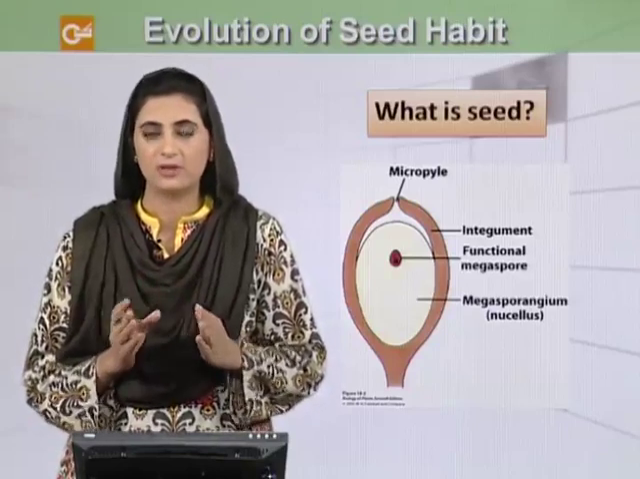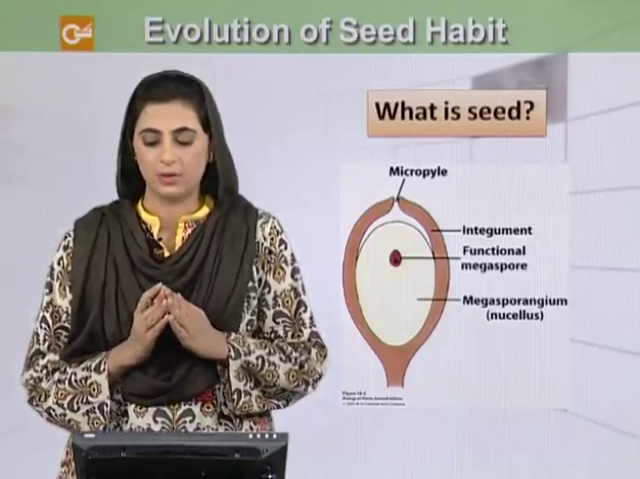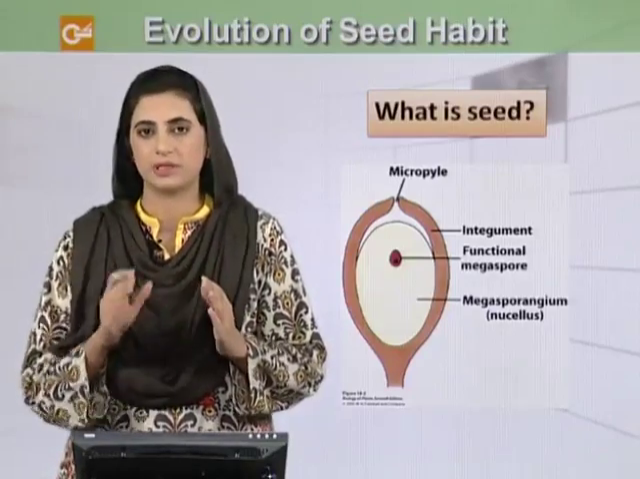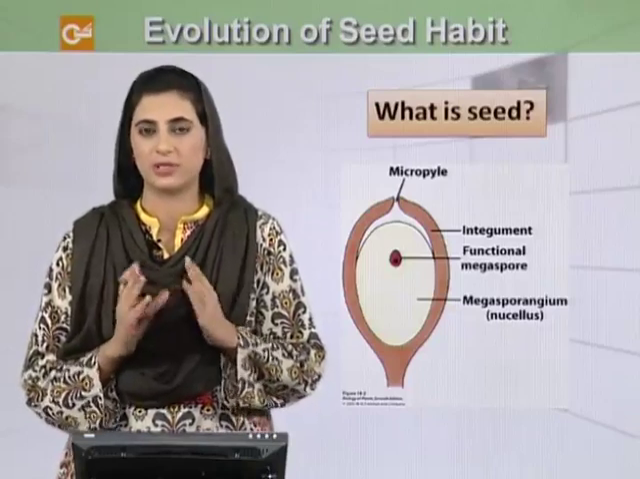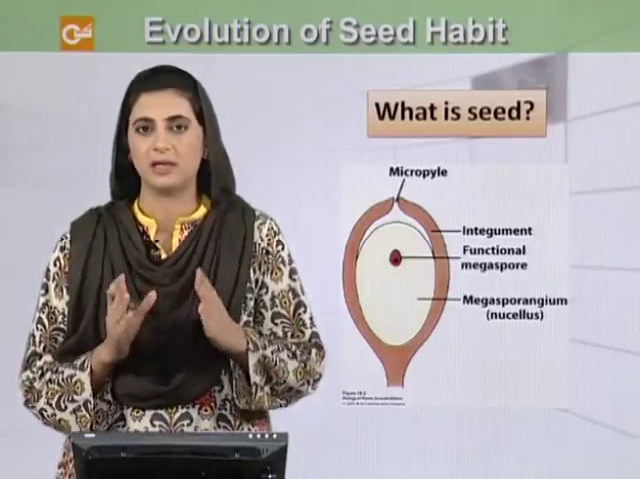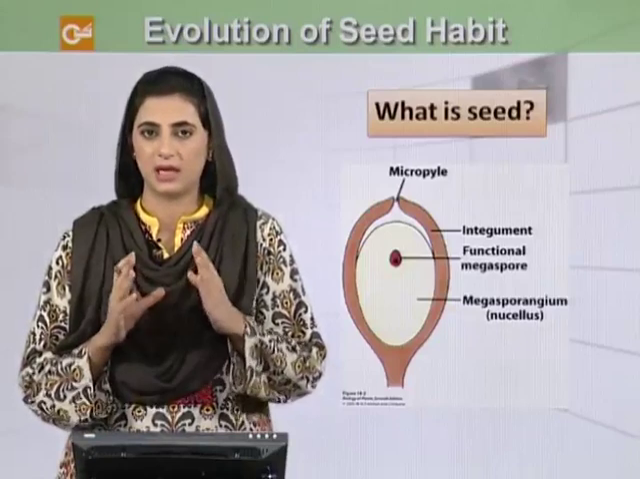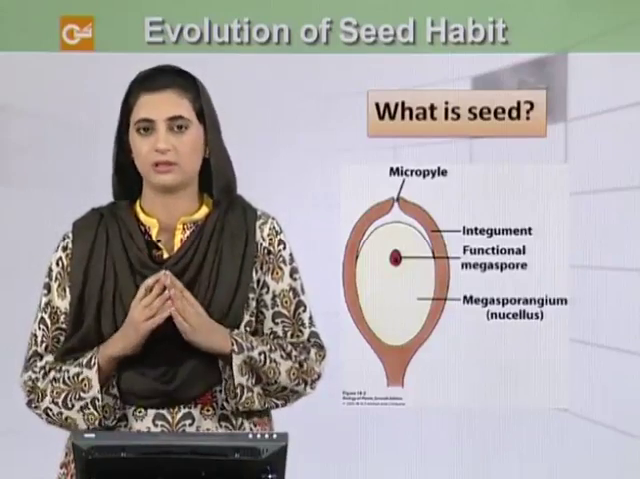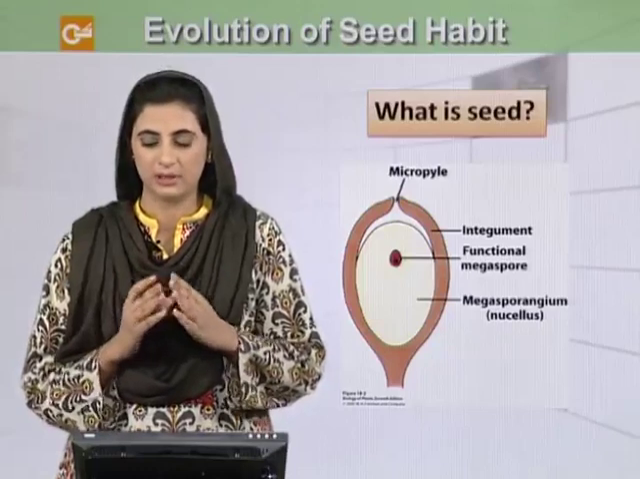So seed is actually a fertilized ovule, and what is an ovule? It is the megasporangium, which is protected by integument, which is a protective layer, and it is indehiscent, meaning thereby it can't move. It is retained within its surface or its area where it is present.